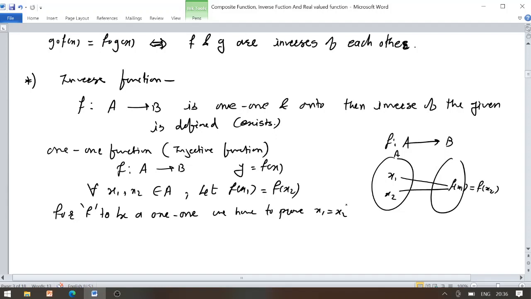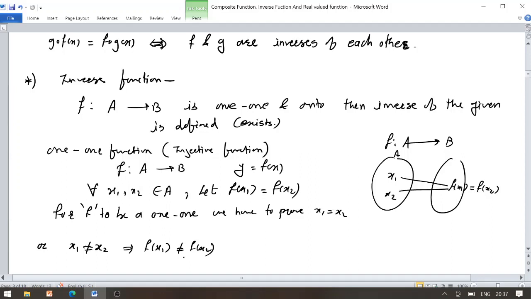Consider f of x1 equal to f of x2, then we have to prove x1 equals x2. Once f of x1 equals f of x2 gives x1 equals x2, then the given function f is said to be a one-one function. Or we might consider x1 not equal to x2, that means for two different elements from your domain, that should imply f of x1 is not equal to f of x2, that means their images are not equal, then such types of functions are again said to be one-one functions ultimately.